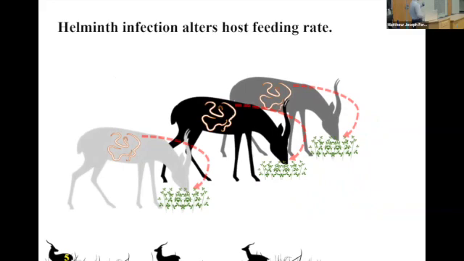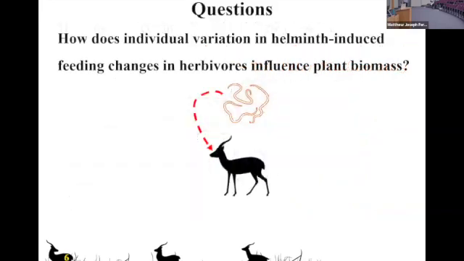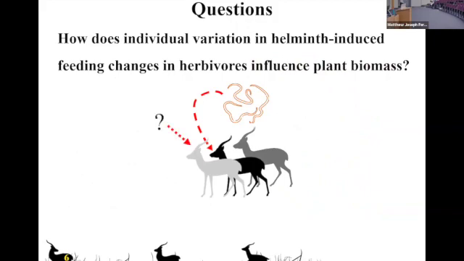As said by a great disease ecologist just 2 days ago, now it's time for us to embrace variation. So per his request, this study investigated the individual variation in helminth-induced feeding changes and also evaluated the potential causes. And with that variation, how does it affect other trophic levels, including plants?